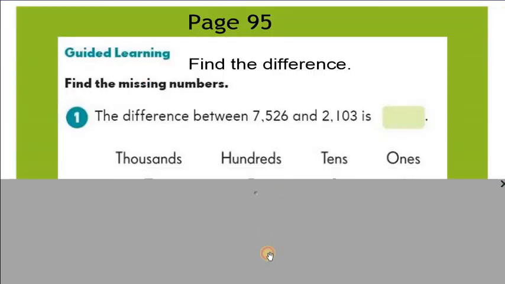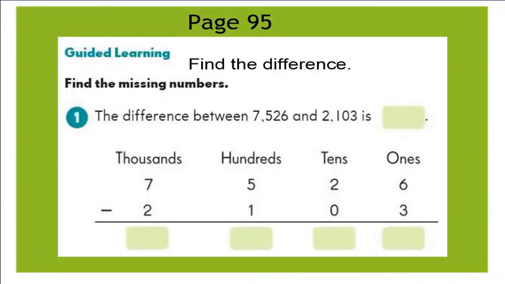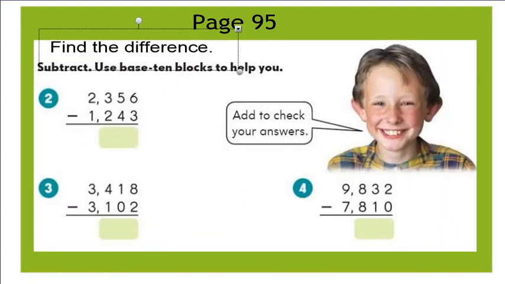Okay, here's the answer. 6 ones minus 3 ones is 3 ones. 2 tens minus 0 tens is 2 tens. 500 minus 100 is 400, and 7,000 minus 2,000 is 5,000. Okay, let's do some more practice. Here we go. So do the work, press pause, do the work, press play, and you'll see the answers.